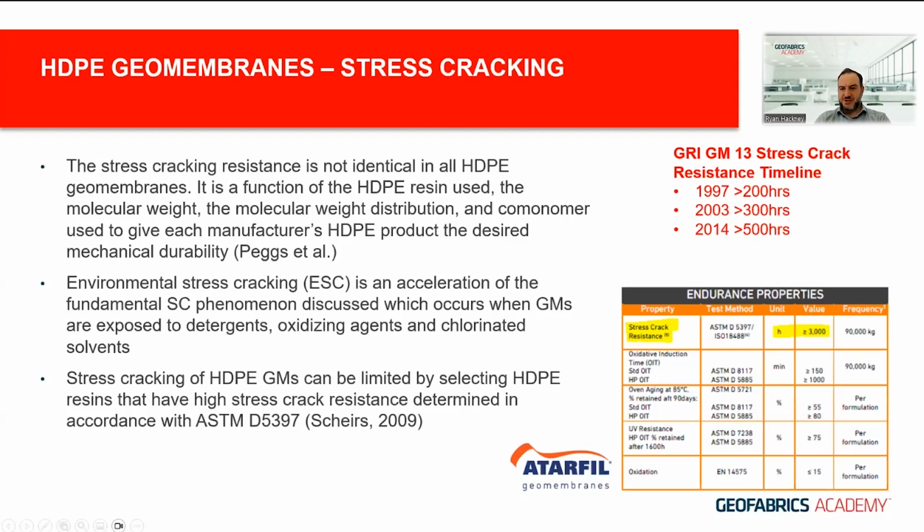And just to highlight that GRI GM13 specification on HDPE geomembranes, we can see that the stress crack resistance timeline has obviously evolved over time. So back in 1997, that specification for stress crack resistance for geomembranes was 200 hours. In 2003, that was upgraded to 300 hours. And in the latest upgrade in 2014, HDPE geomembranes now have to achieve greater than 500 hours. But as I say, there are membranes on the market that can be a factor of 10 greater than that minimum specification.